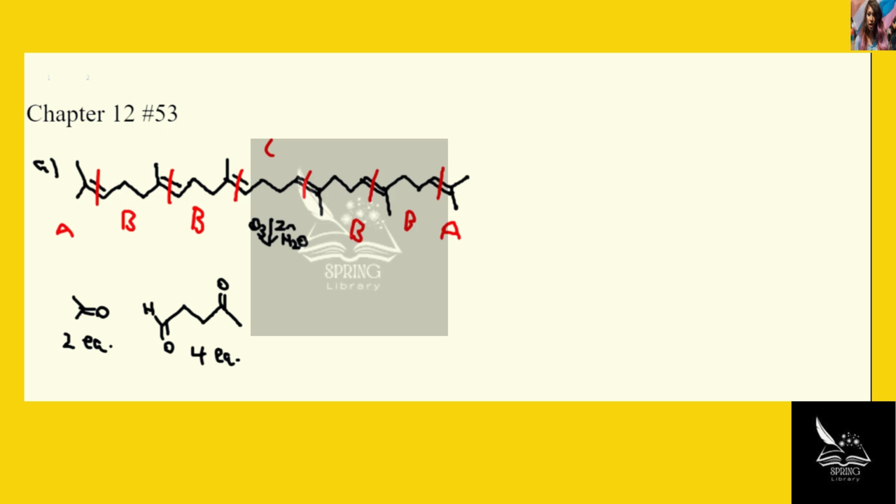And then from part C, we're going to have a dialdehyde. This is going to be 4 carbons long: 2, 3, 4. Okay. And so that's the answer to part A. I should say, again, this will be 1 equivalent because there's just one section C there.